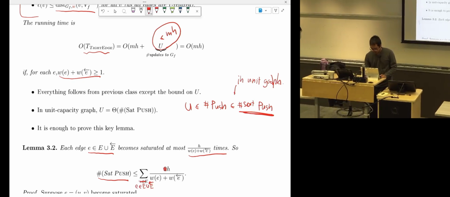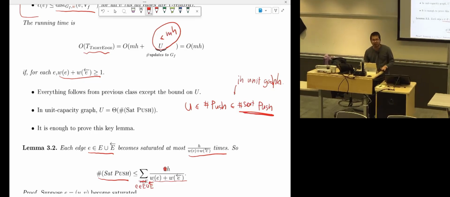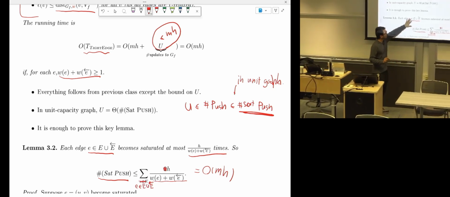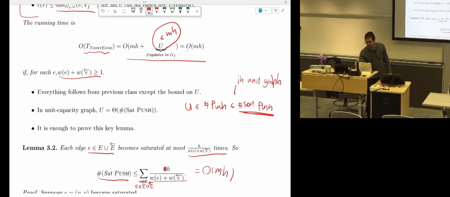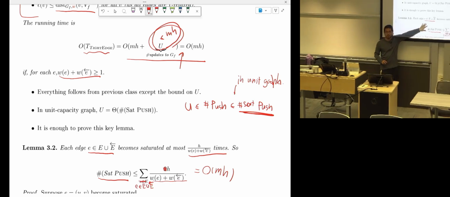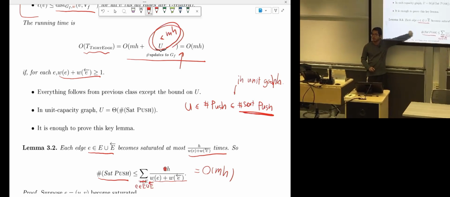And it means that if the sum of the weight is at least 1, then this is at most mh. So if you believe in this one, then you get this bound. The bound here is true. Is the statement here clear? Not the proof, but the statement.